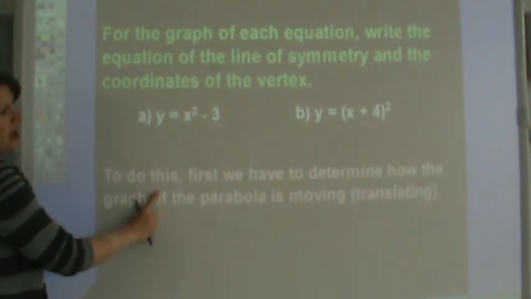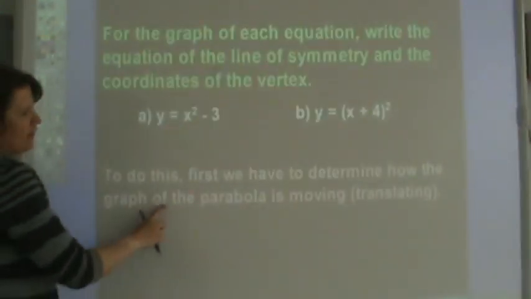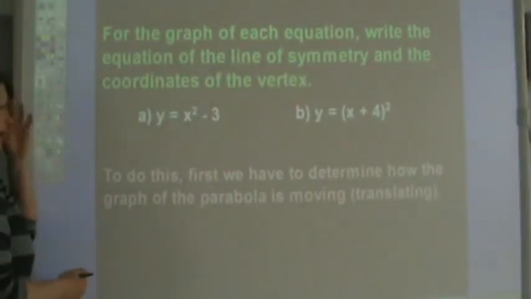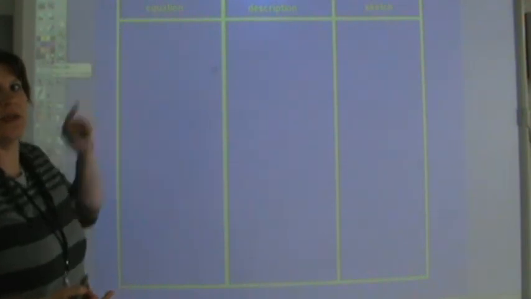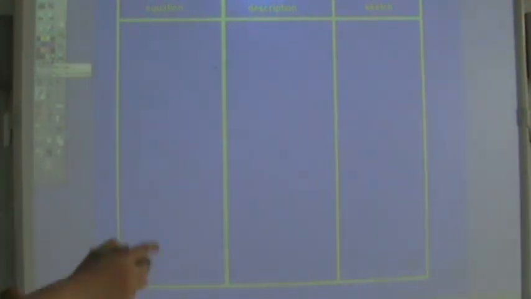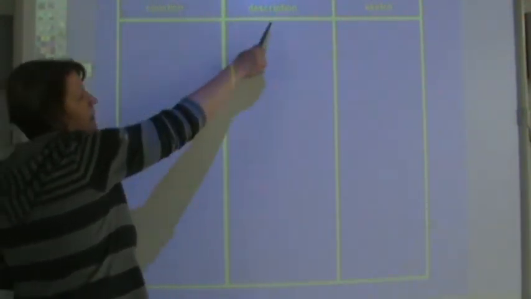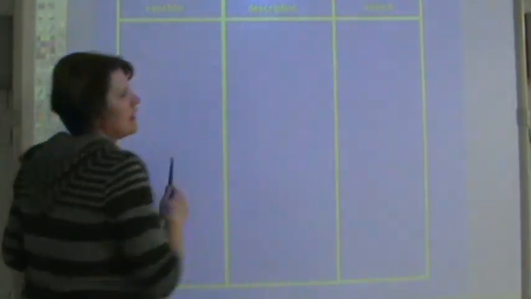So to do this, first we have to determine how the graph of the parabola is moving or translating. All right, so make yourself a little table like this. It's got 3 columns. Not sure if you can see that top part, but it says equation, description, sketch.